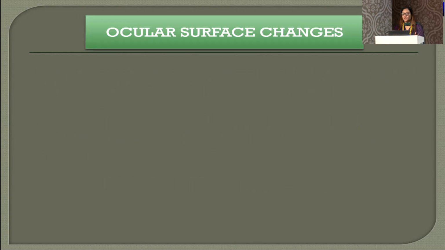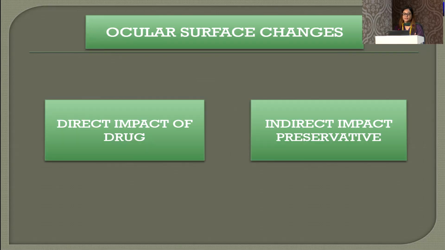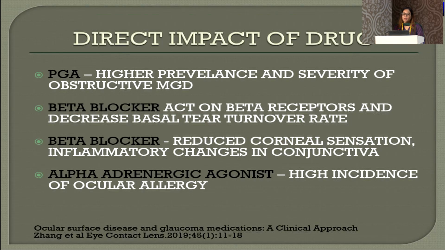Whenever we are looking into the ocular surface changes, we are essentially talking about 2 main things. First is the direct impact of the drug, and second is the indirect impact, which is because of the preservative. Coming to the direct impact, most studies have shown that prostaglandin analogs cause obstructive meibomian gland disease. Beta blockers decrease basal tear turnover rate, reduce corneal sensation, and bring inflammatory changes in the conjunctiva, whereas alpha adrenergic agonists cause a high incidence of ocular allergy.